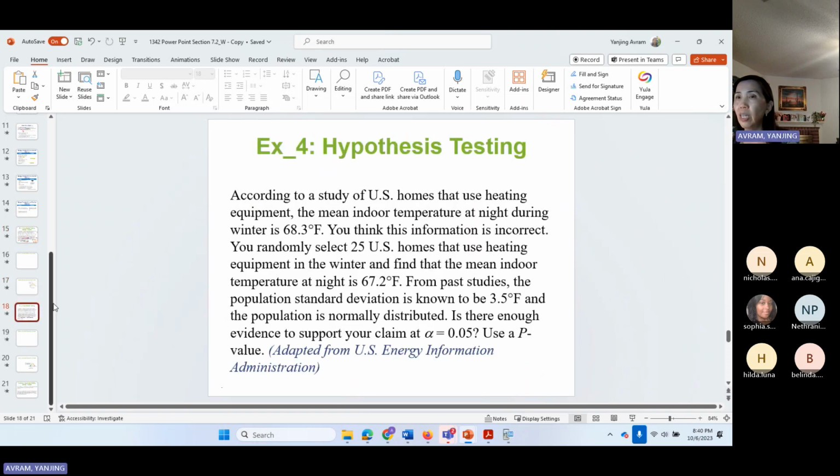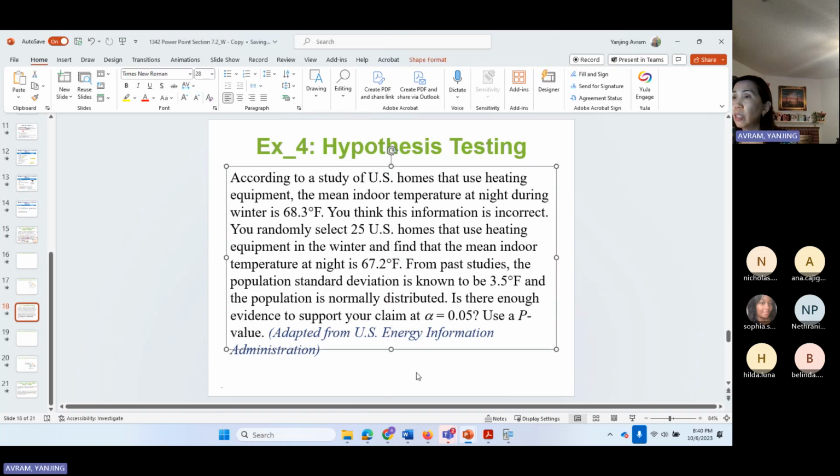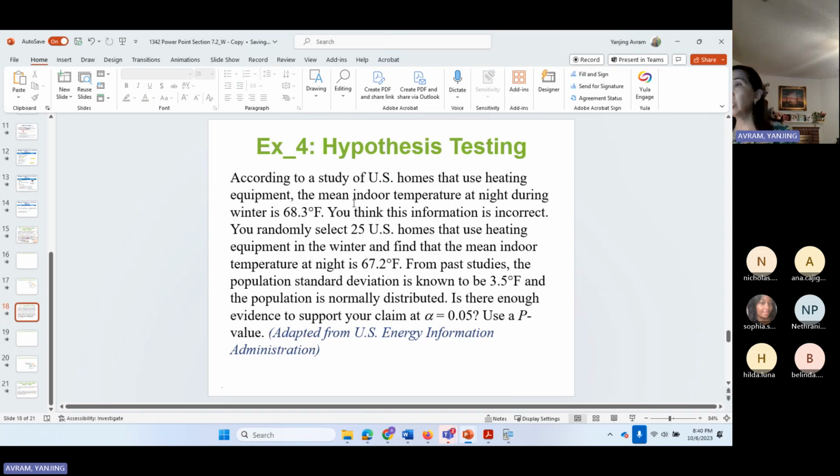All right, let's look at another question in here. Hypothesis testing. According to a study of U.S. homes that use heating equipment, the mean indoor temperature at night during the winter is 68.3 degrees Fahrenheit. You think this information is incorrect? Well, you don't know. You have to prove whether it is correct or not, right?